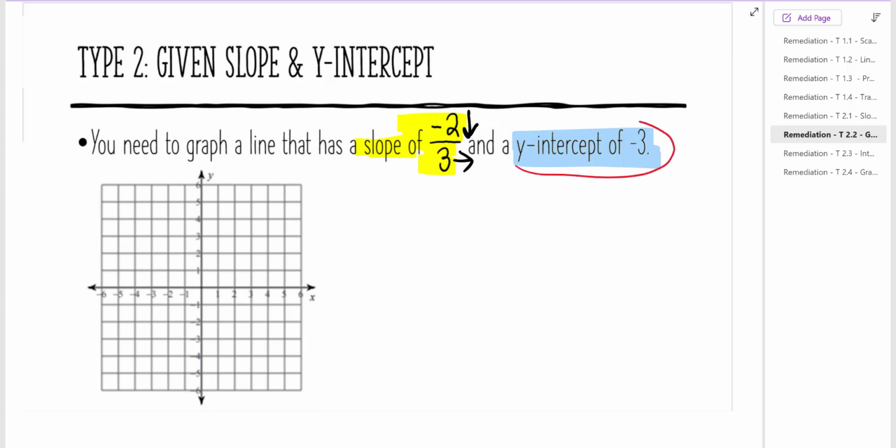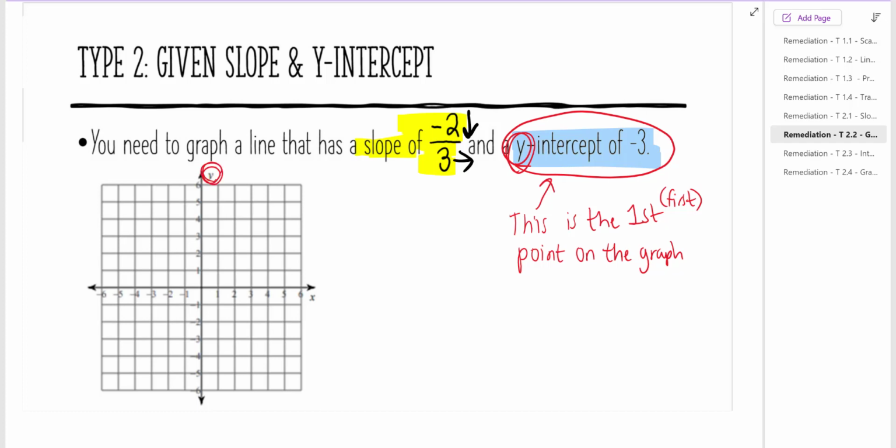So we're going to draw a circle again, put an arrow and say, this is the first point on the graph. Okay, ese es el primer punto en la gráfica. So again, y, and here we go, we have y, negative 3. Okay, now we can use slope. So cuando tienes tu y-intercept en la gráfica, tú puedes usar slope and encontrar tu segundo punto.